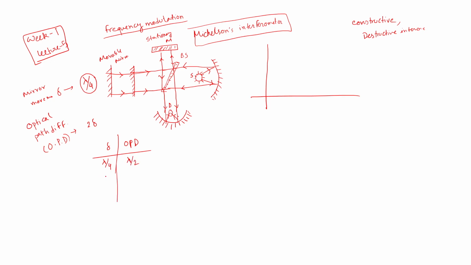And if your delta is lambda by 2, lambda is in nanometer, so we are moving this mirror a very small distance. Suppose the mirror gap is lambda by 2, then you will get an OPD of lambda. For constructive interference we need an integer number n lambda as the OPD, and for destructive interference you will need n plus half lambda.